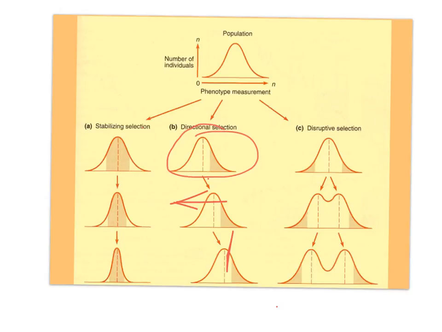Stabilizing selection is where there's selection against the ends of the distribution. Let's say those with very long or very short fur, or let's say the beaks of birds: big beaks, small beaks. Eventually you end up with a population that's been whittled down so that only those individuals right in the middle do better. And then you have disruptive selection, the same sort of thing, and all you're left with eventually are those on the ends.